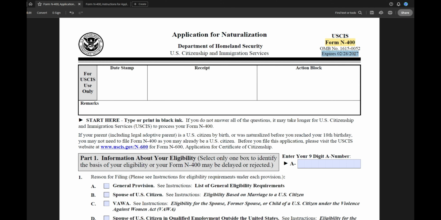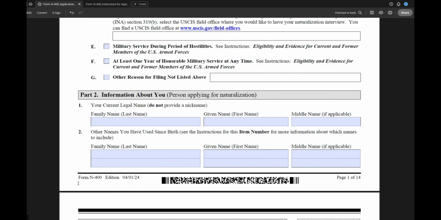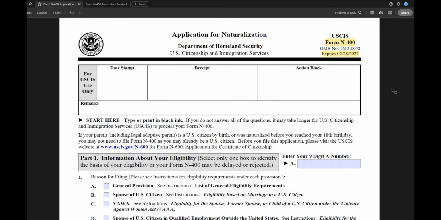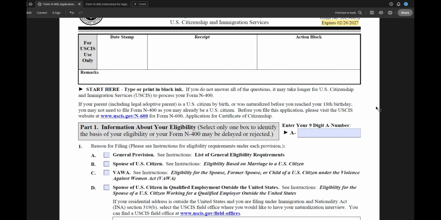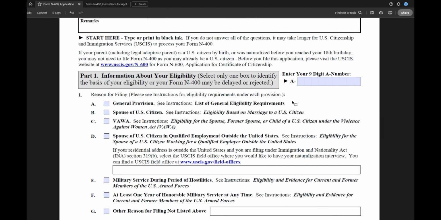The expiration date for this current form is February 28th, 2027. And the edition date, which you can find at the bottom of each page, is April 1st, 2024. If you're filling this out by yourself, obviously you can skip this whole top part, and now all you have to do is start at part 1.